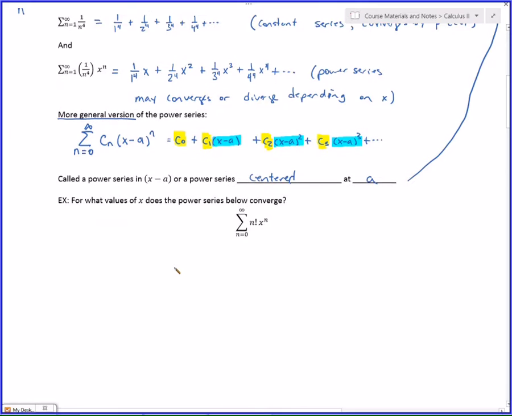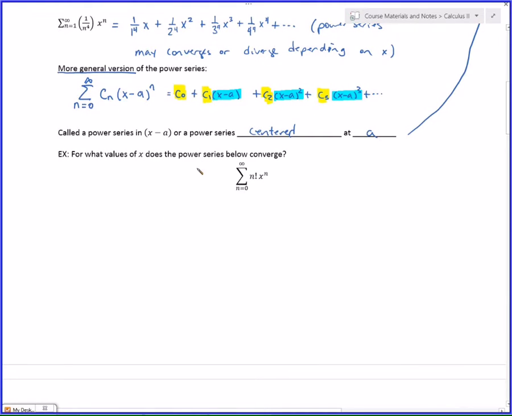The question now is, where does this thing converge? For what values does the following series converge? I'll give you a general technique in a second, but let me just explore a couple of things right off the bat here. I want you to consider, what if, simple case, x equals 0?